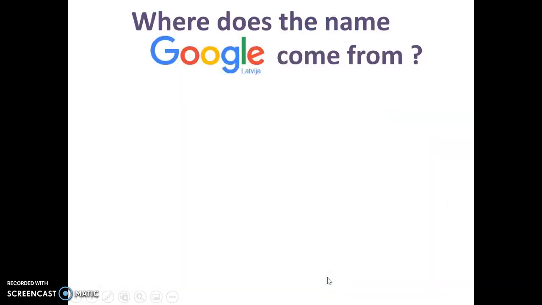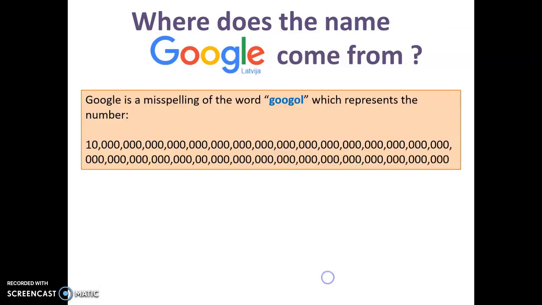Okay, let's talk about where the name of the company Google comes from. Google is a misspelling of the word googol, like that, which represents this number. It is actually, I believe, 10 to the 100th power. So this giant number was created, I think, in the 1950s, and then misspelled as Google, like this.